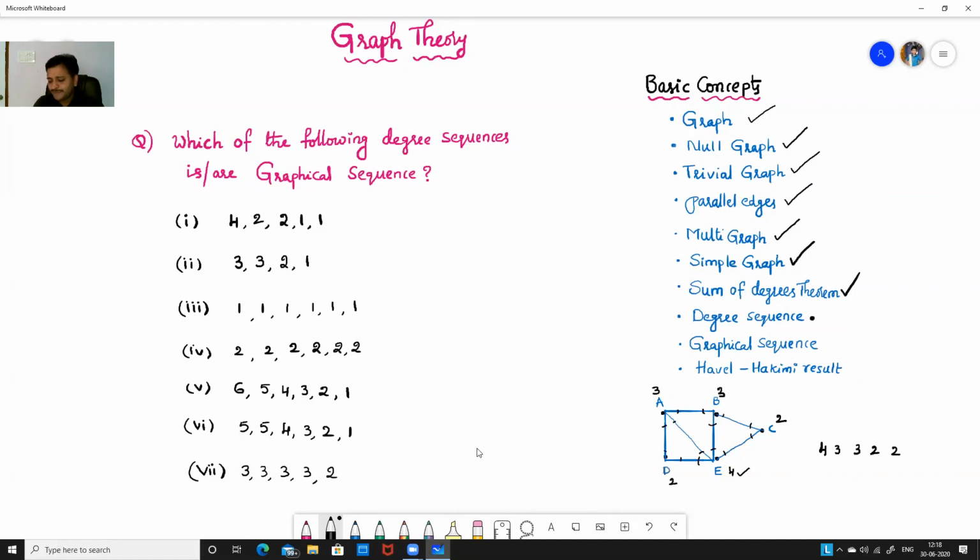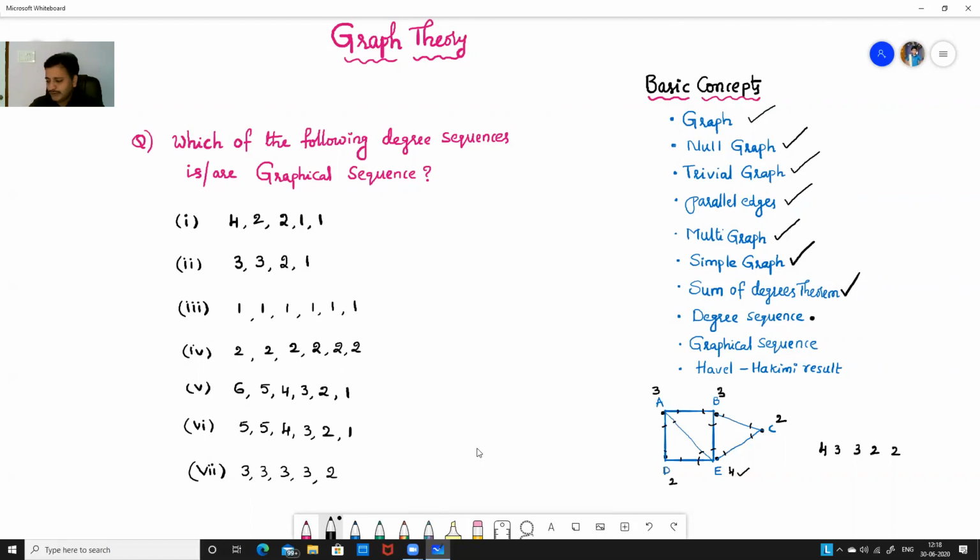Then what is the meaning of a graphical sequence now? Suppose the given degree sequence represents a simple graph, that sequence is called a graphical sequence. Okay? If the given degree sequence represents a simple graph, that sequence is called a graphical sequence. Right? But what is the meaning of a simple graph? No parallel edges and no self-loops exist in a simple graph.